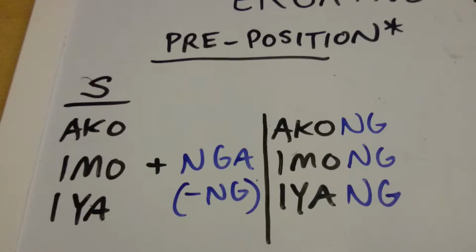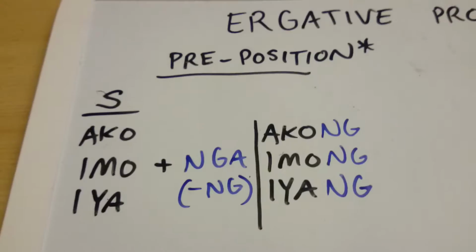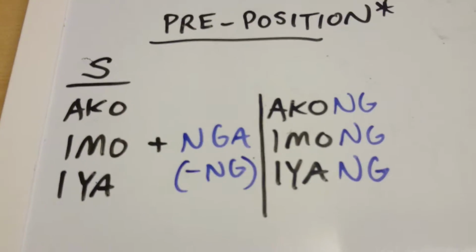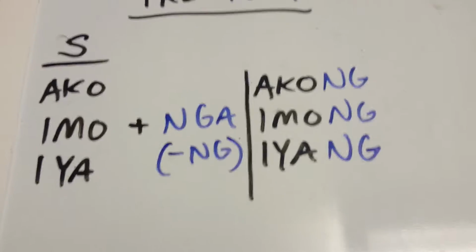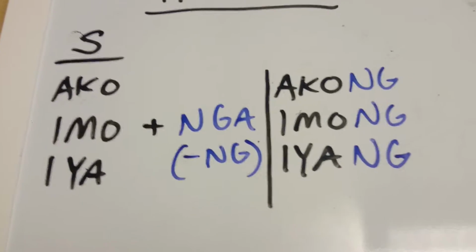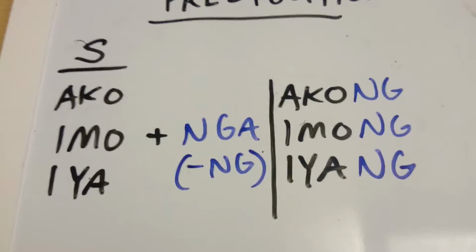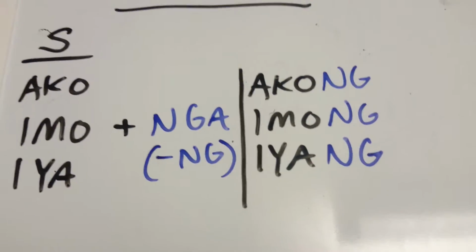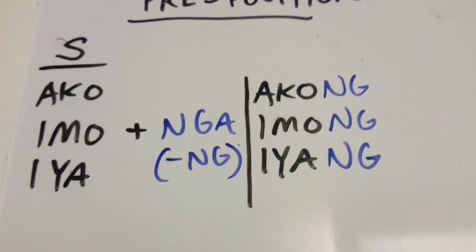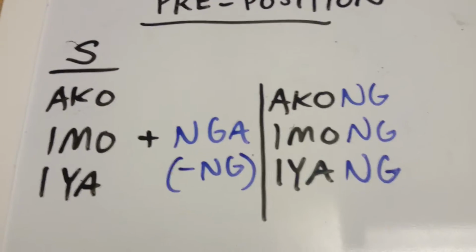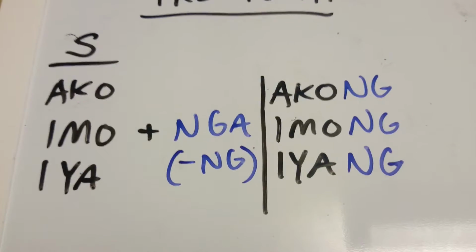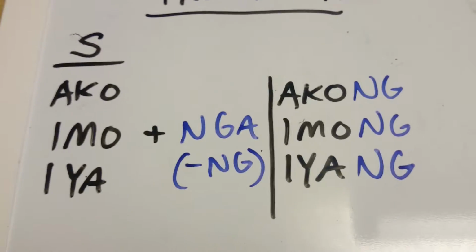So starting with the singular, you're starting with the first person, which is ako, again meaning I. The imo is the second person singular, meaning you, and then the iya is the third person singular, the he, she, it ones. If you forgot, just go back to the video that's talking about the absolutive case or subjective case, whatever you want to call it.